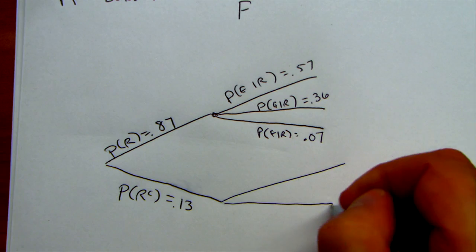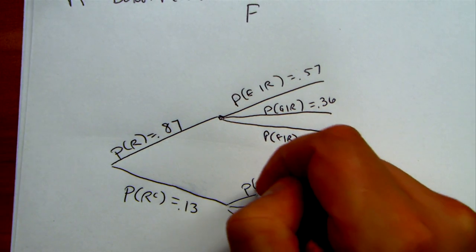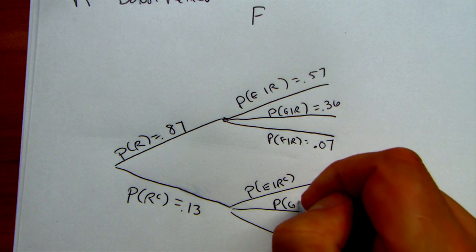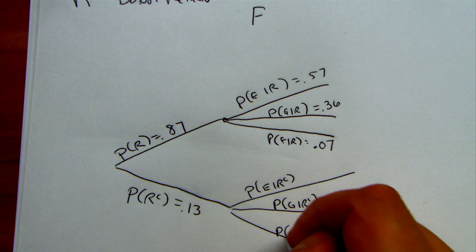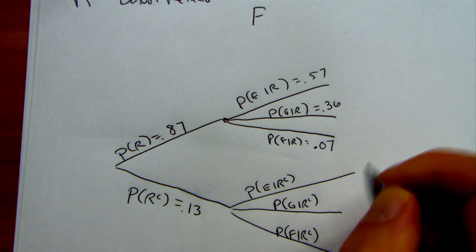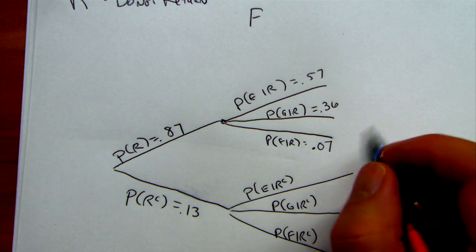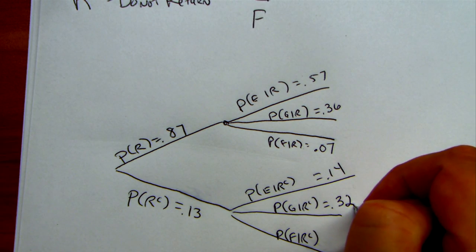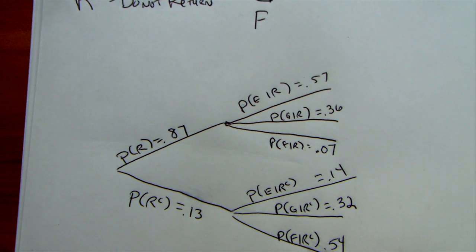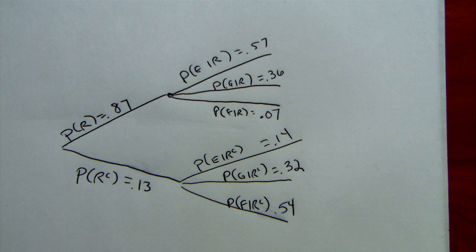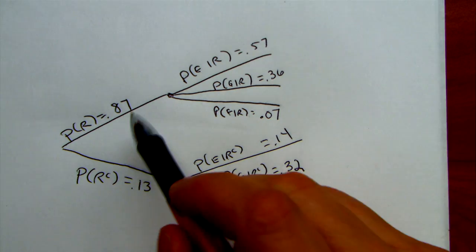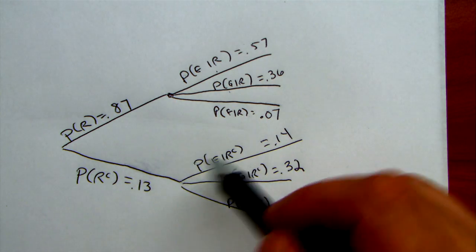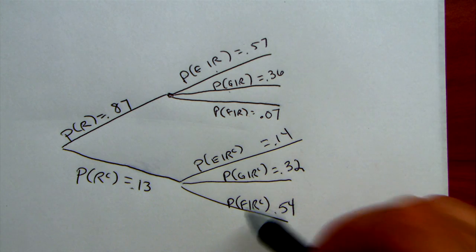Down here, the same thing. The probability of excellent, given that they won't return. The probability of good, given that they won't return. And the probability of fair, given they won't return, are 14%, 32%, and 54% respectively. So if I look at this tree, I have 6 outcomes. Return excellent, return good, return fair. Don't return excellent, don't return good, don't return fair.